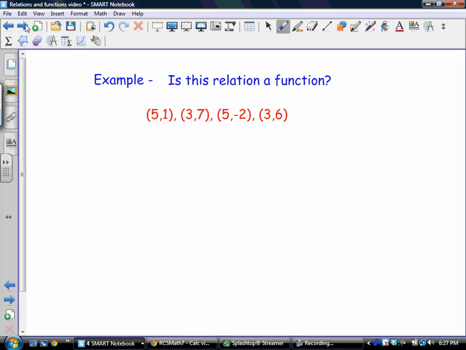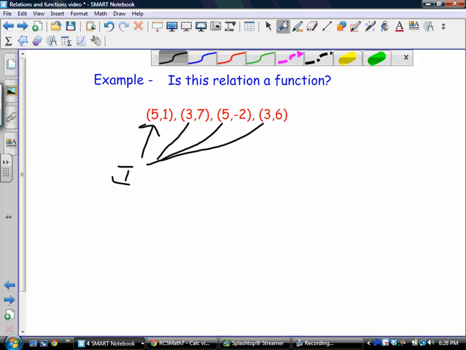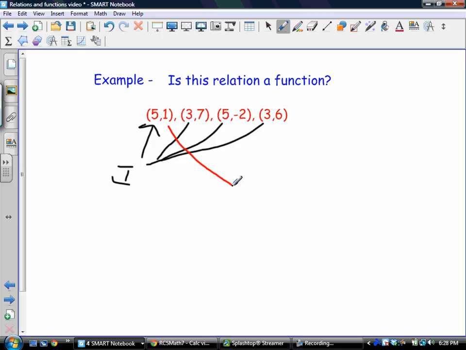Now I have another example. This one's written a little bit differently. It's asking the same question, is it a function, but notice it's written as ordered pairs now. When these are written as ordered pairs, remember these are like points on a graph, so the x-coordinates, the first ones in the ordered pairs, those are your input values. The 5, the 3, the 5, the 3. Those are all inputs. The outputs then are your y-coordinates from the points. So the 1, the 7, the -2, and the 6, those are your output values.